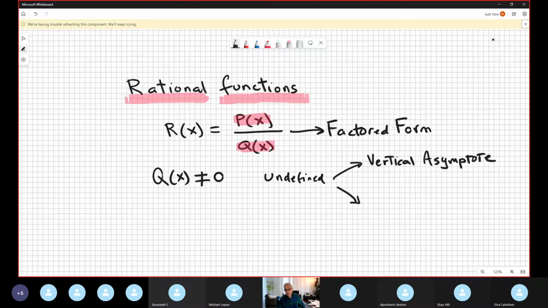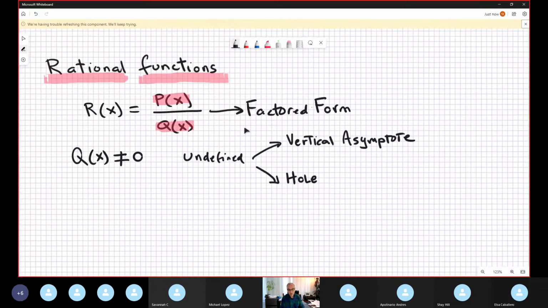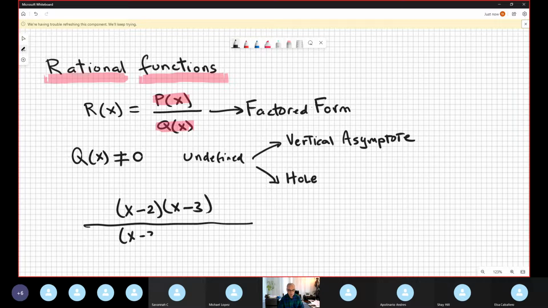And the other is the hole. This is weird, okay? Not frequently, not often does a hole happen. But it's okay. How do you know? Well, when one factor is cancelled out. Suppose hypothetically we have x minus 2, x minus 3 on the top. And on the bottom we have x minus 2, x minus 3. Wow, it's the same. And x plus 4.